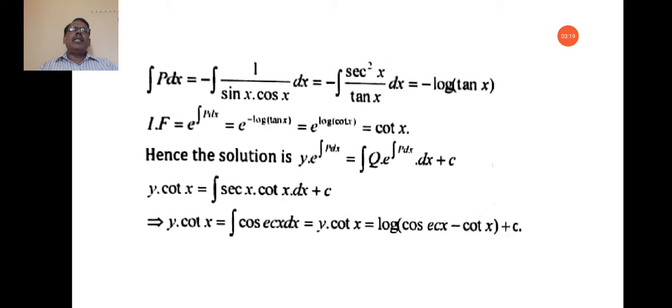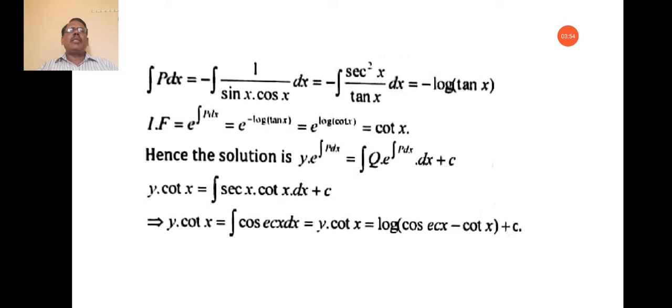Next you find the integrating factor. Integrating factor is given by e to the power of integral of p dx. So before that we have to first find integral of p dx. So integral of p dx is equal to minus integral of 1 by sin x into cos x dx is equal to minus integral of, so here 1 by sin x into cos x can be written as secant square x by tan x. This is formula or simplification, we get same thing.